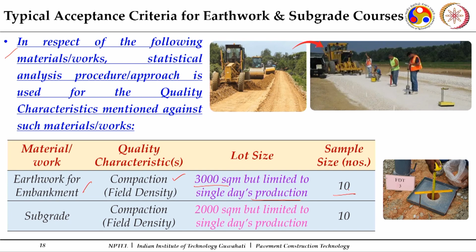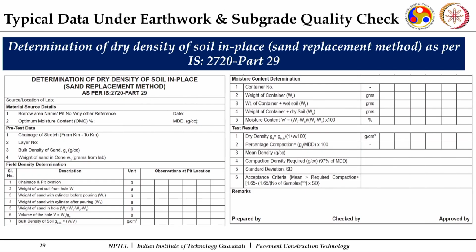And then how many sublots can there be, so that we at least get 10 samples to ensure the compaction quality. Similarly, for subgrade, we need to go for a smaller area, that is 2000 square meter, but if in one day we are not able to produce work that is even 2000, that lesser quantity will be considered. Again, the sample numbers are to be taken. So, we do the compaction test and ensure it.